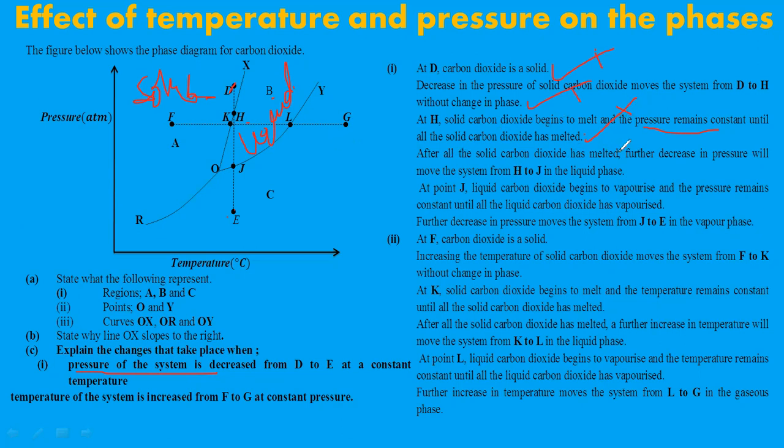Now, after all the solid carbon dioxide is molten, further decrease in pressure will move the system from H to J in the liquid phase. Then at J, liquid carbon dioxide begins to vaporize, because this is now a gas. It begins to change to gas. So liquid carbon dioxide begins to vaporize and the pressure remains constant until the liquid carbon dioxide has vaporized. So further decrease in pressure moves the system from J to E in the vapor phase.